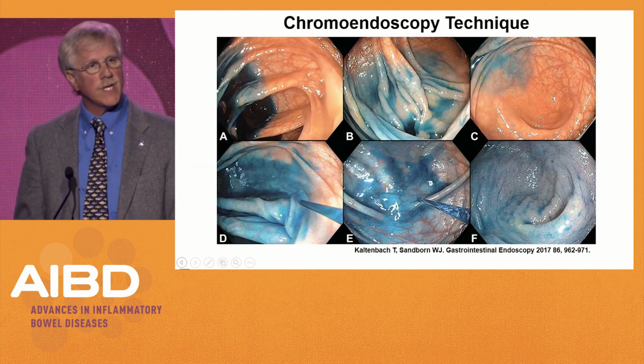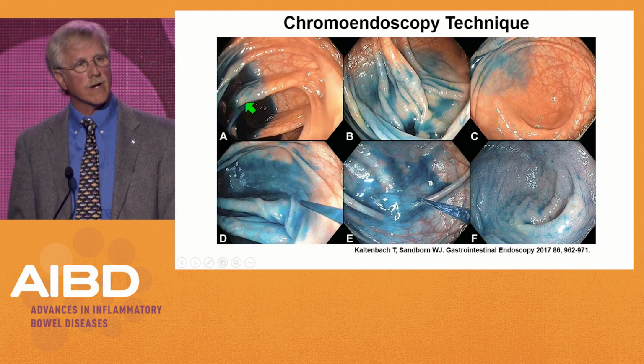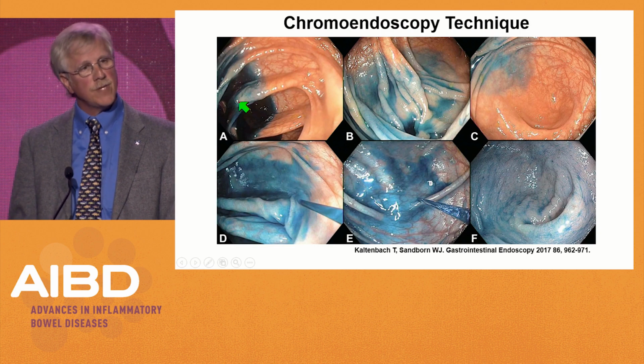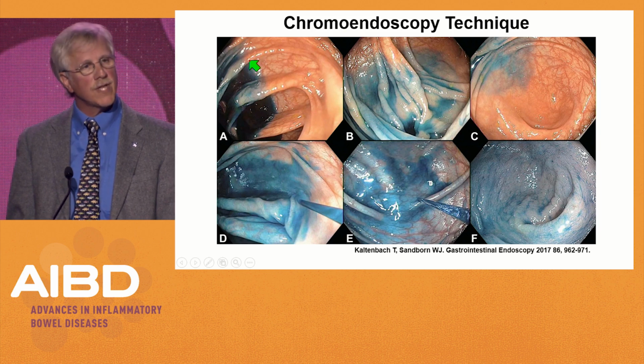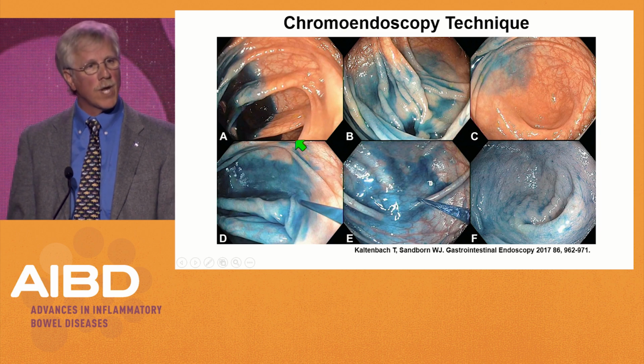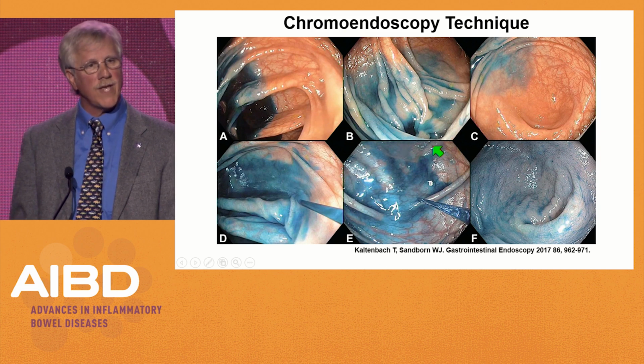The way you do this is, you don't want to spray here, because here you're in a dependent part. What's going to happen is you can make the exam even more difficult, where you now have a blue area that you can't see through. So what you want to do is spray the superior aspect, and then by gravity it will work its way down and ultimately give you an image like this.